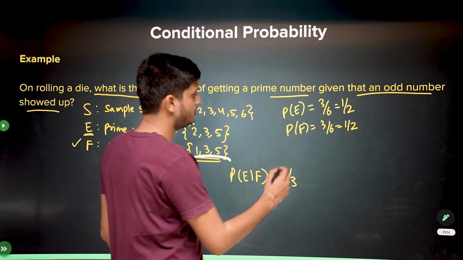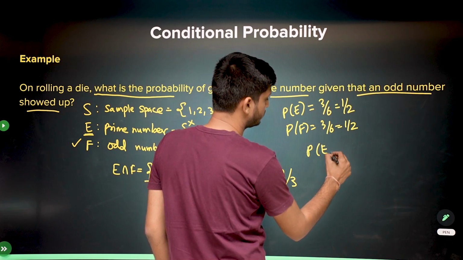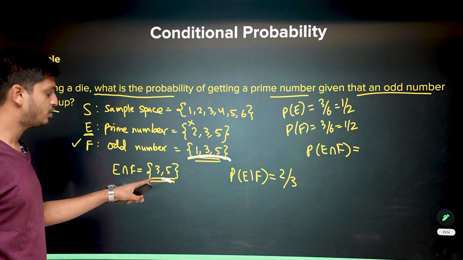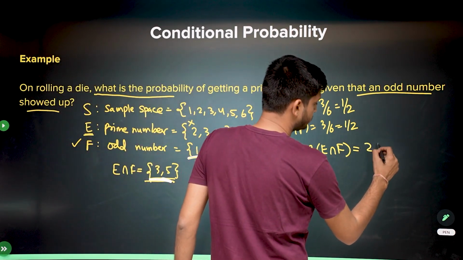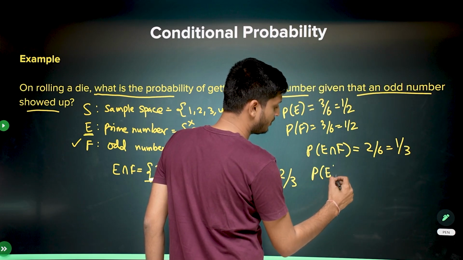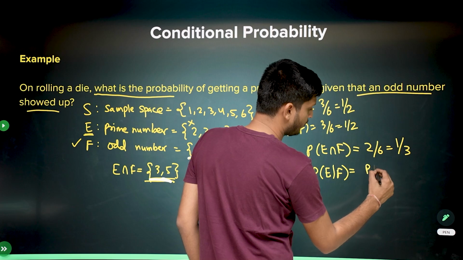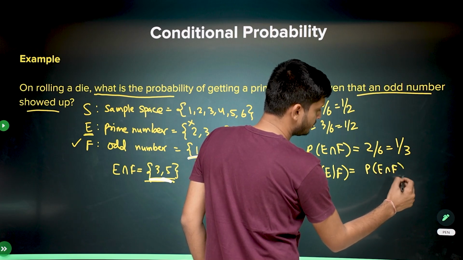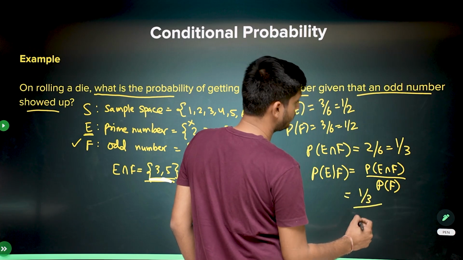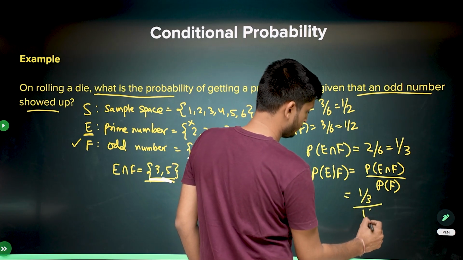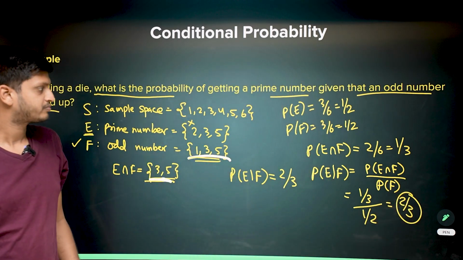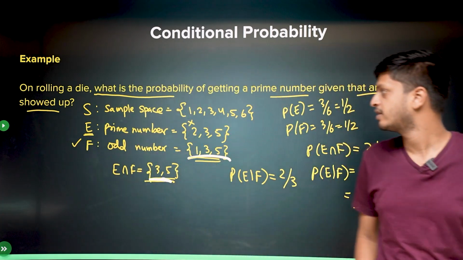And formula wise also, what is the probability of E intersection F? E intersection F contains 2 elements, so 2 by 6, which is 1 by 3. So formula wise, the probability of E given F has already happened is the probability of E intersection F upon the probability of F, which is 1 by 3 over 1 by 2, which is 2 by 3. So that's how you solve conditional probability.